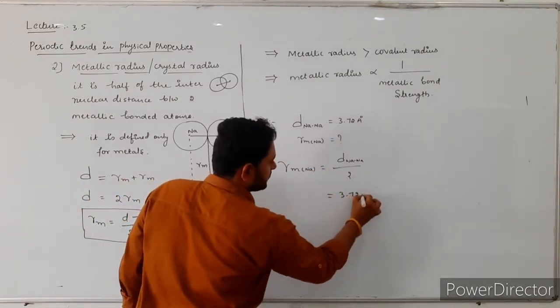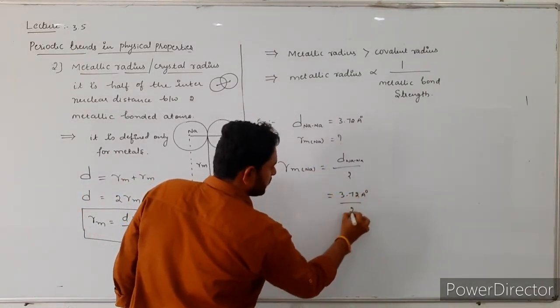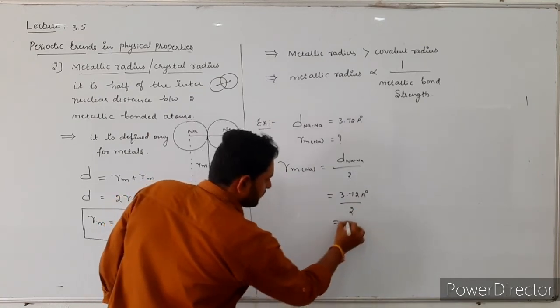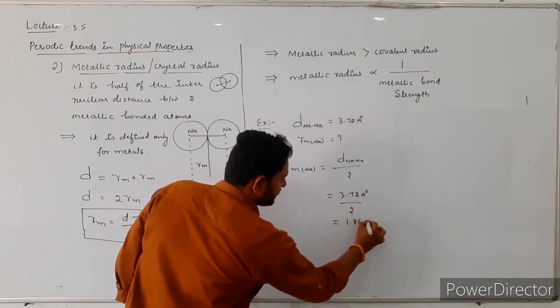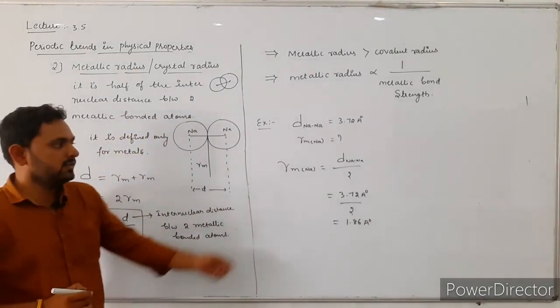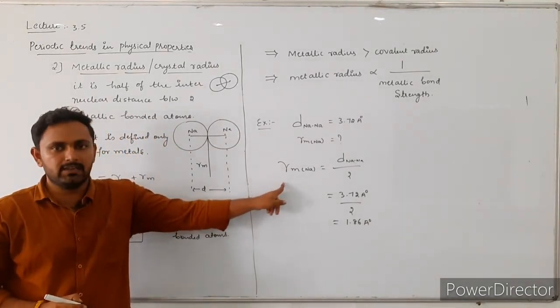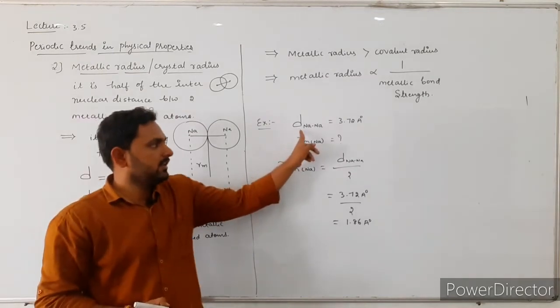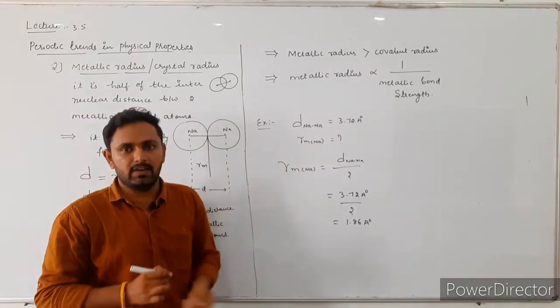3.72 angstrom divided by 2. Then you will get 1.86 angstrom. Nearly you will get 1.86 angstrom. In this way, we have to calculate metallic radius when the internuclear distance is given.